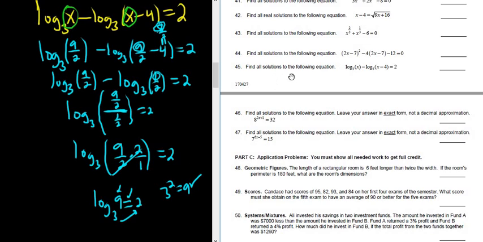Now, nothing in the question says you have to check, right? But sometimes when you work these out, you get an answer that doesn't work. If you ever get an answer that doesn't check, that's called an extraneous solution. Hope that made sense.